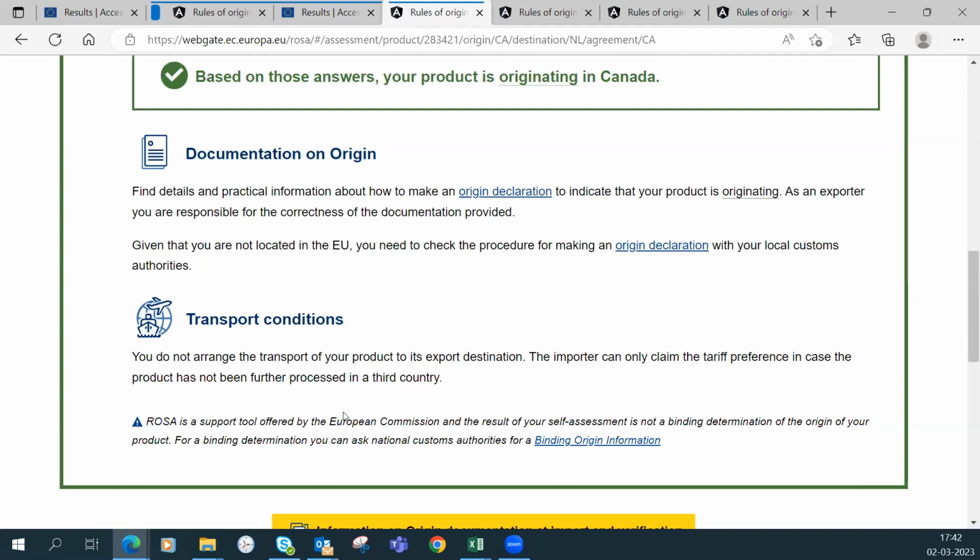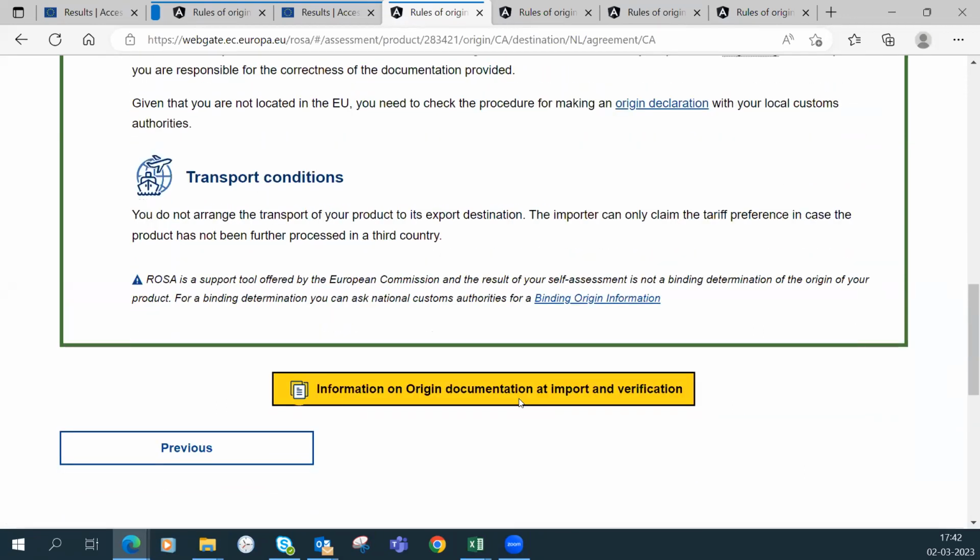The last element is that this tool is not binding. It's based on your answers, so it's not a legally binding instrument. And if you really want to know and be sure that your product is originating, when you are exporting from Canada to the EU, you can always request the National Customs Authority for a binding origin information.